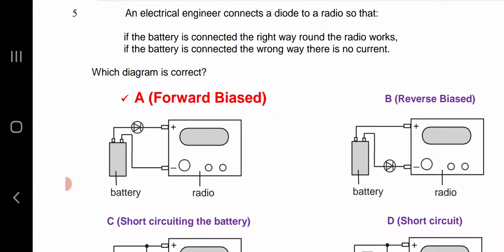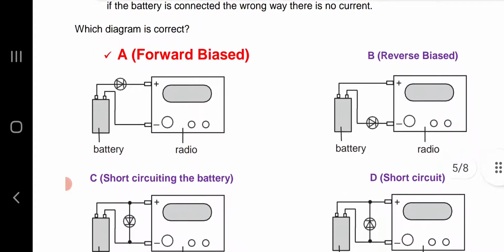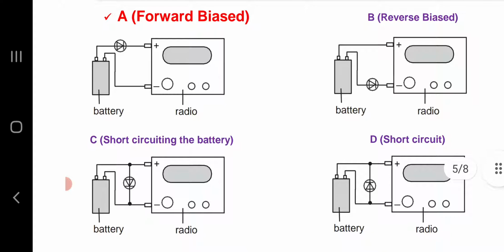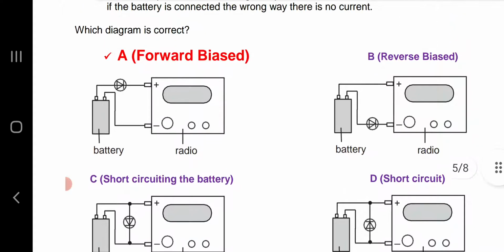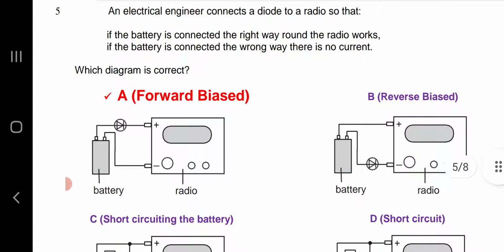The current will flow. It is forward biased. In diagram B the current will not flow. It is reverse biased. And in diagram C it is short circuiting the whole battery, and D is also a kind of short circuit. So option A, forward biased. In forward biased condition the current will flow. So option A is the correct option.